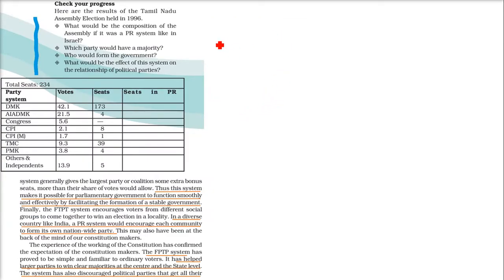Therefore, the system makes it possible for parliamentary government to function smoothly and effectively by facilitating the formation of a stable government. FPTP gives you a stable government. For example, in the 2019 election, BJP got 303 seats by itself, and 324 plus seats if you include all the alliance members. So this 303 out of 543, they have already crossed the 284 mark. So they are already in clear majority. So now you can hold them accountable, because they are in the majority. They are governing. They are the Prashasan. They are the Sarkar.